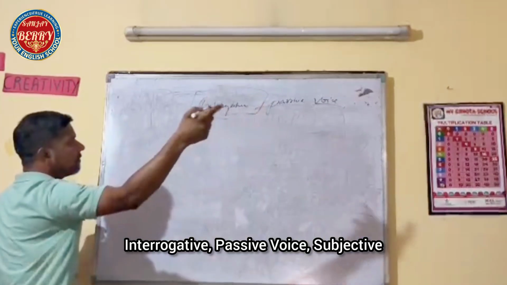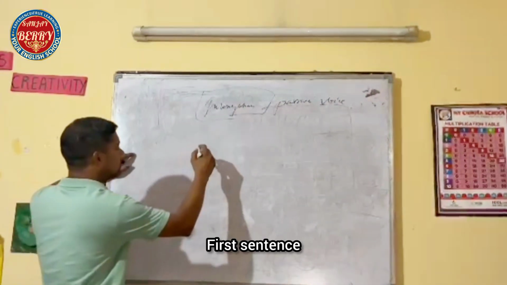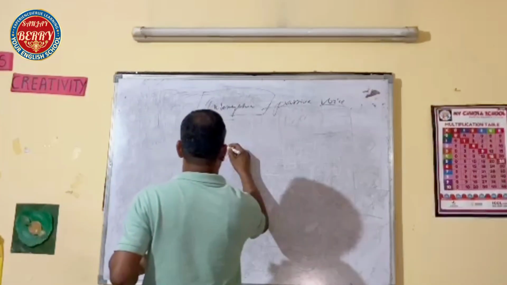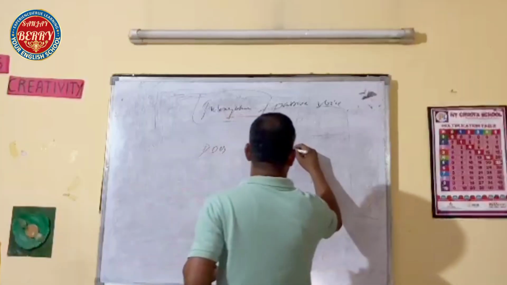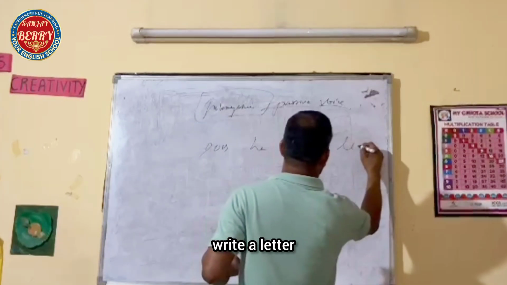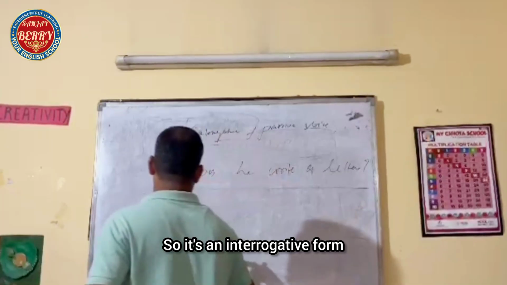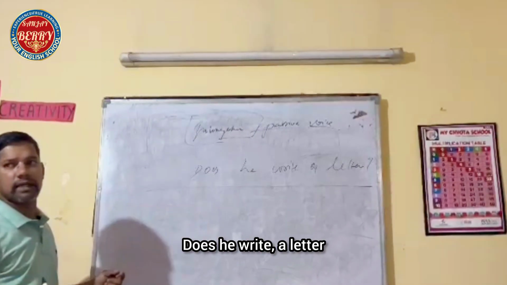Okay, interrogative passive voice, I'm going to teach you. First sentence: Does he write a letter? Okay? Yes. Does he not? So it's an interrogative form. Does he write a letter?